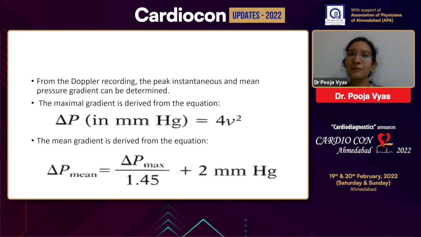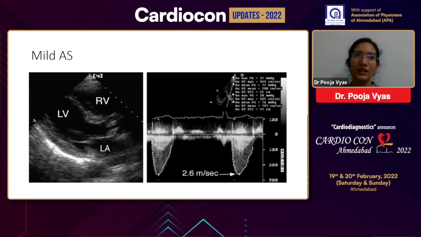And to get the mean pressure gradient, another equation is there. So the mean pressure gradient equal to the maximum pressure gradient upon 1.45 plus 2 millimeter of mercury. Usually this is calculated by the software. It utilizes the data of the instantaneous velocities across the aortic valve, and it provides the value. So usually it is software generated.